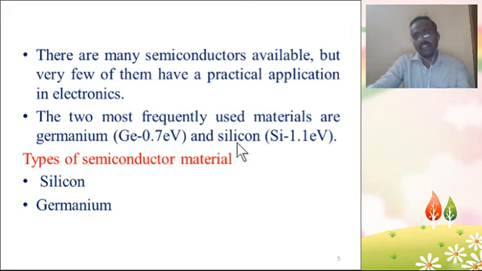In most cases we are using silicon material for many electronics applications because silicon withstands high temperature and is also lower in cost. But the operating temperature of germanium is very low and it has a higher cost. It is available rarely in the market. So that is why germanium material is used in high cost, high end equipment applications compared to silicon materials. These are the types of semiconductor materials: first one is silicon, second one is germanium.